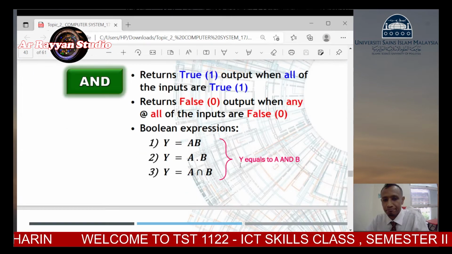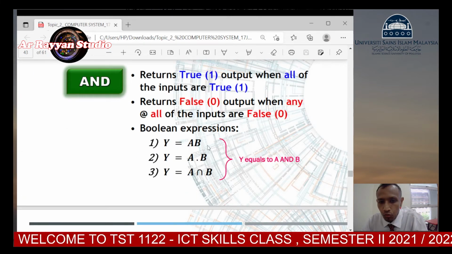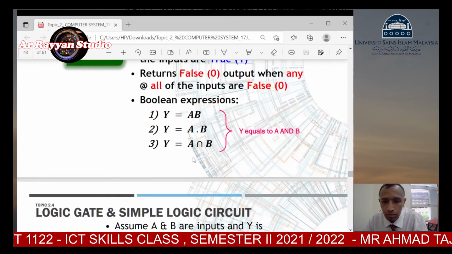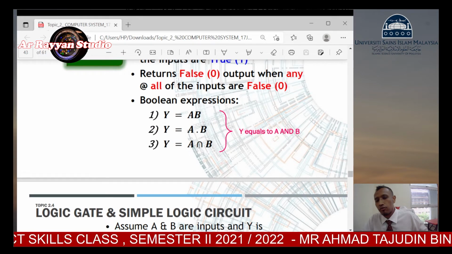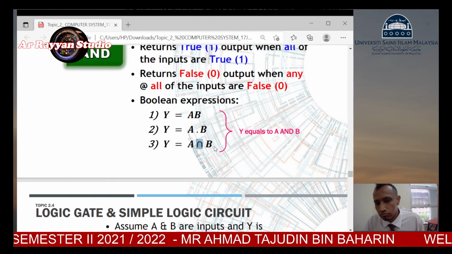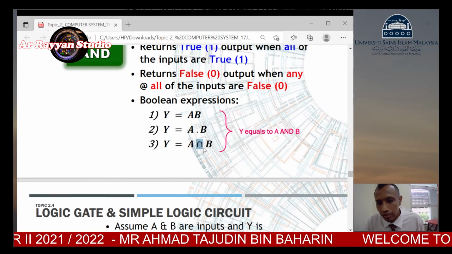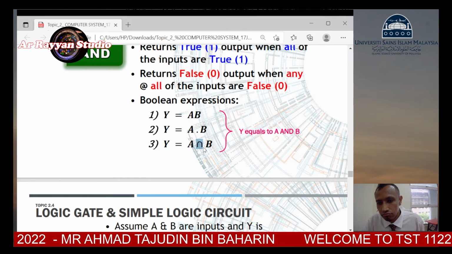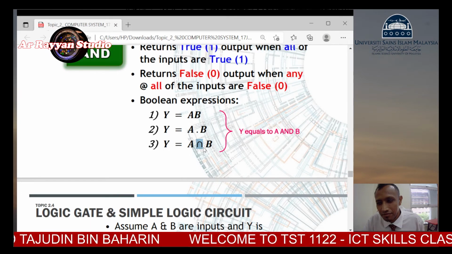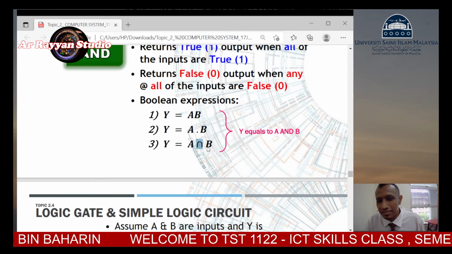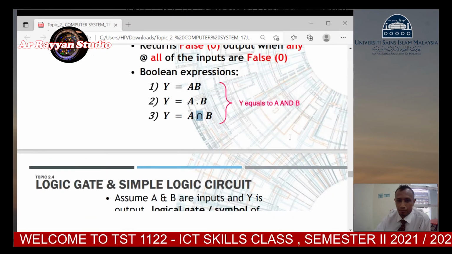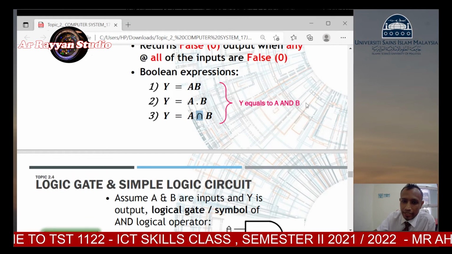Example, boolean expression y is equal a b, y is equal a times b, or y is equal a intersect b. Is it subset, this symbol? No. What is it? Persilangan. Intersection. Intersect of b. Okay, so y equal to a and b.